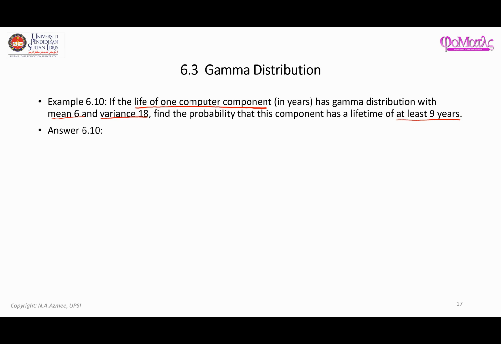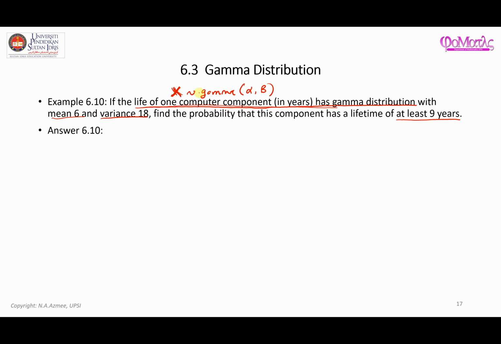So clearly, this is the definition of X. X represents the life of one computer component, and it has a gamma distribution. The whole long sentence can be simply represented mathematically by saying that X has a gamma distribution with parameters alpha and beta. This is how some of the examples you will see later on, especially in the coming chapters, can be represented in a simple manner.